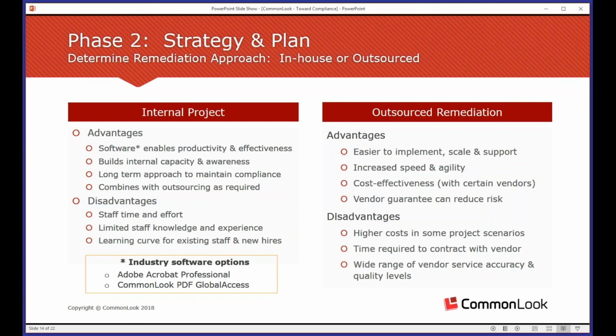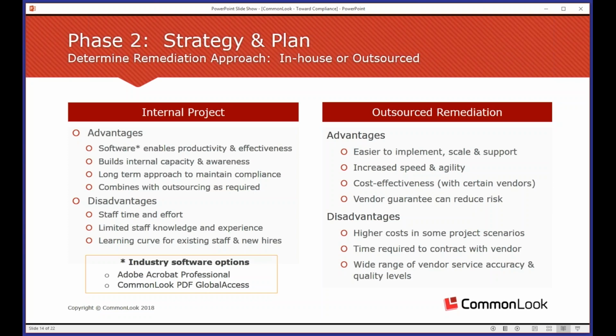If you decide to do it yourself, there are essentially two tools available to help make the job easier. One is Adobe Acrobat, and the other is CommonLook PDF Global Access. If you know what you're doing, or if you have the time and resources to learn, then doing it internally can help to build the strength and knowledge that you, your team, and your organization possesses. Of course, therein lies the challenge too, the time, effort, and training needed. Some organizations will take a blended approach in which they outsource some of the more challenging documents while they get up to speed internally on the less complicated ones.